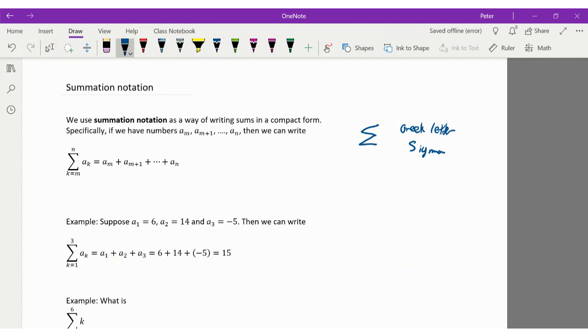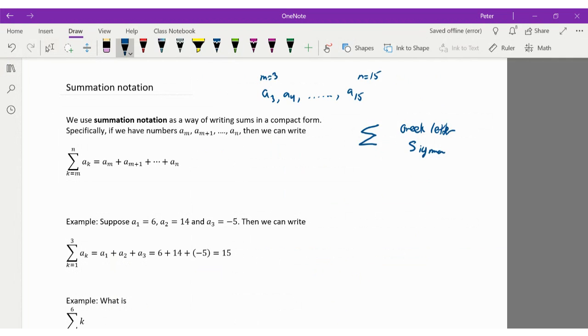So the notation is this: I have these numbers, which I'm going to denote by a subscript, am, am plus 1, all the way up to some number an. Just for example, maybe I have a3, a4, dot dot dot, all the way up to a15. So in this case, m is equal to 3 and n is equal to 15. 3 is the lowest index, 15 is the highest index.